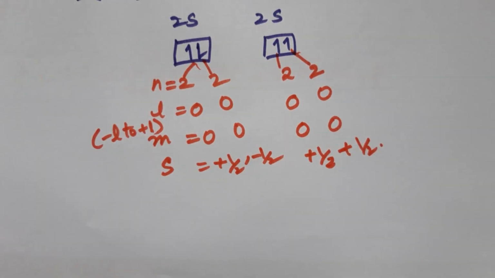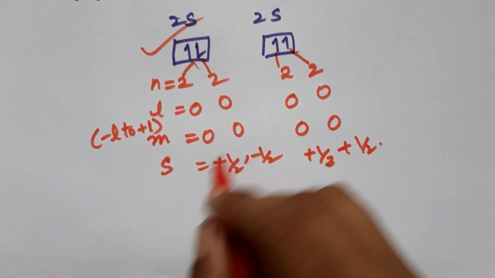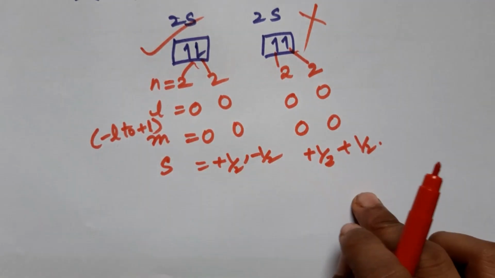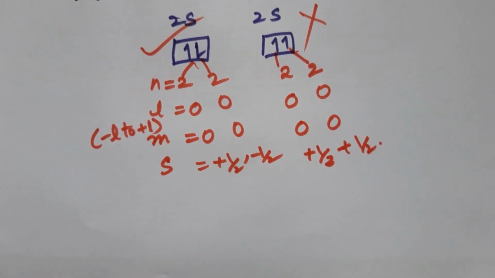So this is the most stable compound when compared to this one. This is the most stable compound when compared to this one. This is an unstable compound. So according to Pauli's exclusion principle, electrons are filled like this only.